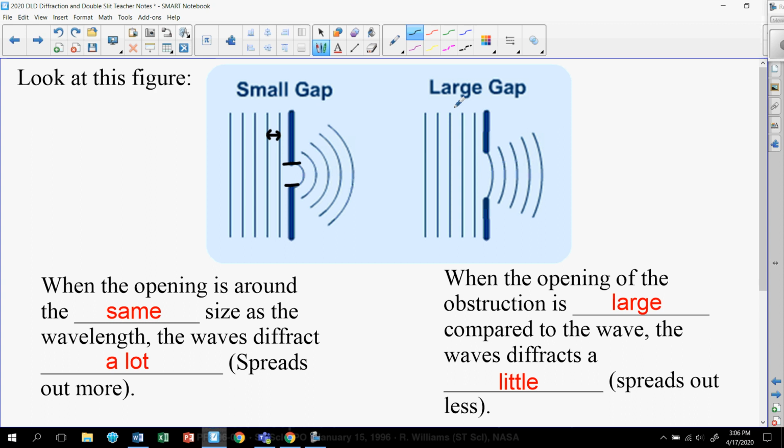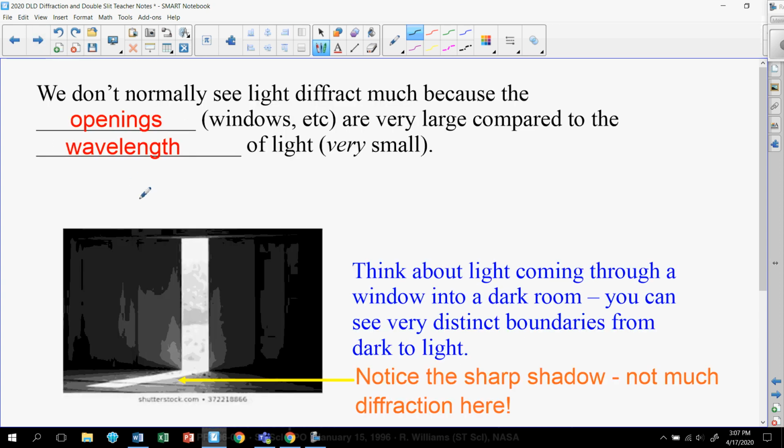All right? If we have a larger gap, notice here that this distance is much larger than that distance, the wavelength. And notice that the waves still diffract, the waves still spread out, but they spread out just a little bit. So when the opening of the obstruction is large compared to the wavelength, the waves diffract just a little bit. They spread out less than what they normally would.